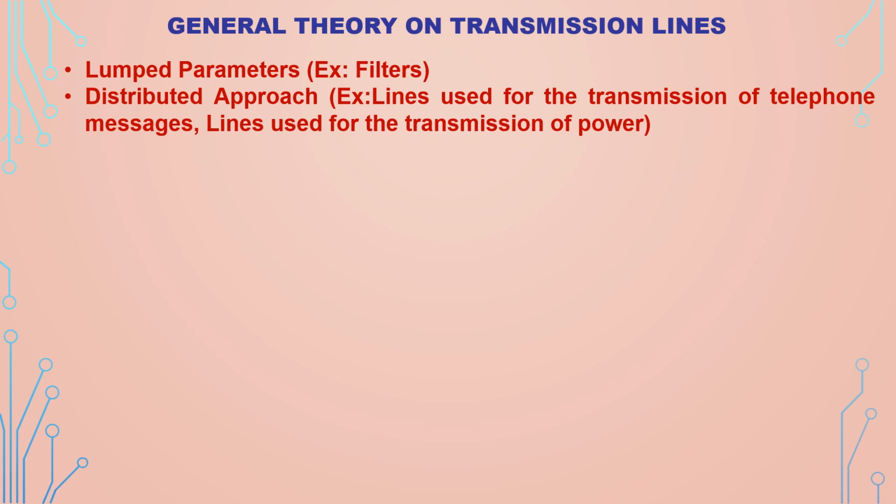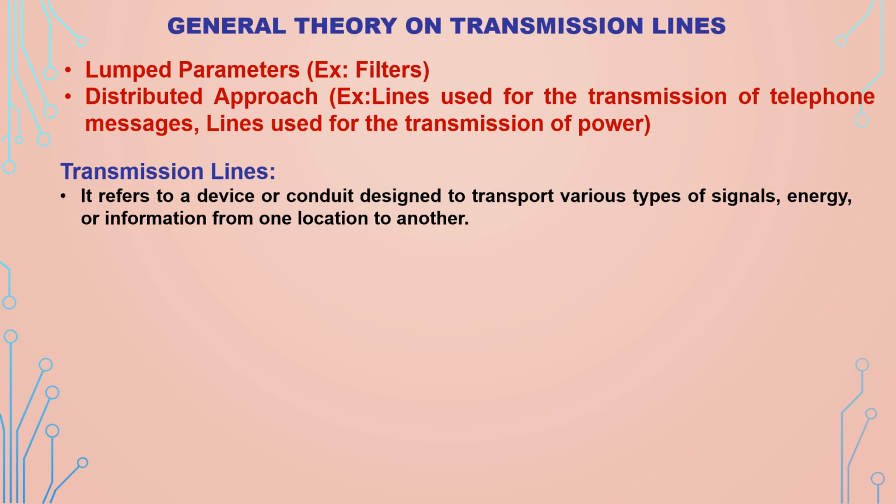But we have what is called a distributed approach. In the case of a transmission line, you cannot say that this is the value of resistance present at a point on a line, this is the inductance, this is the capacitance. This means that the approach used on a transmission line is called a distributed approach.